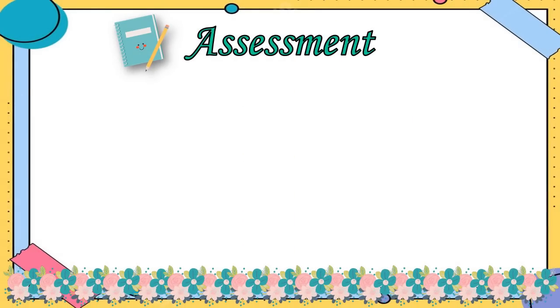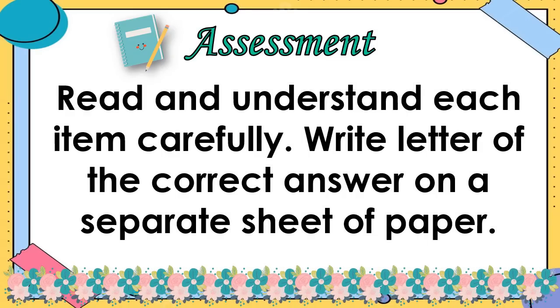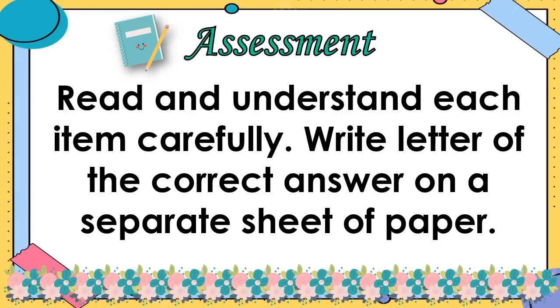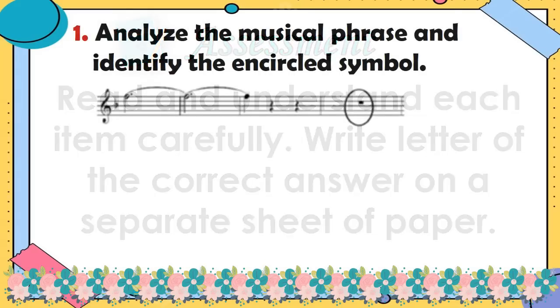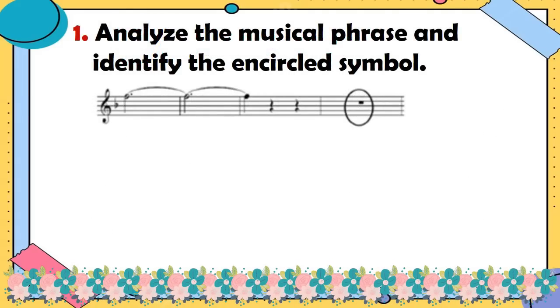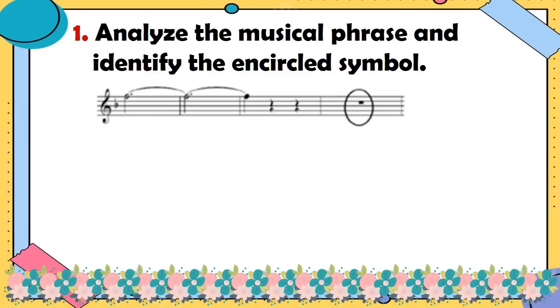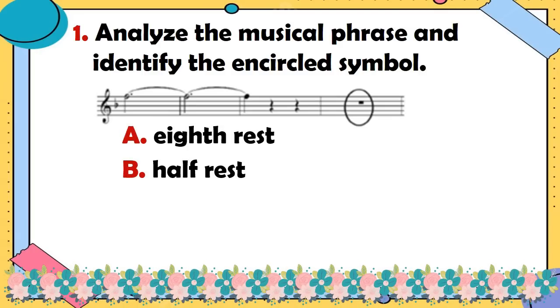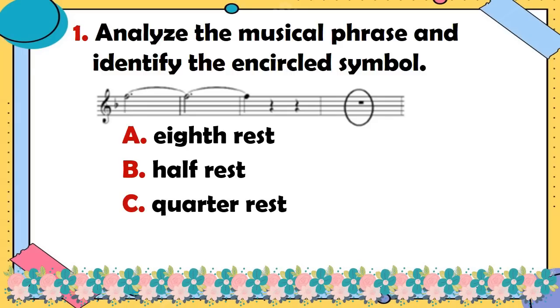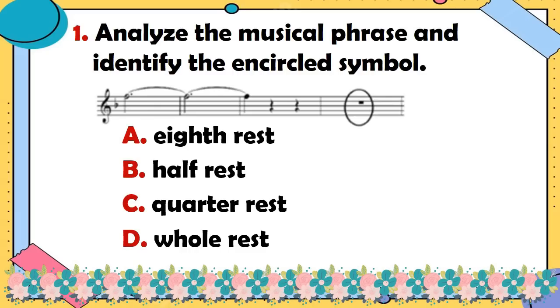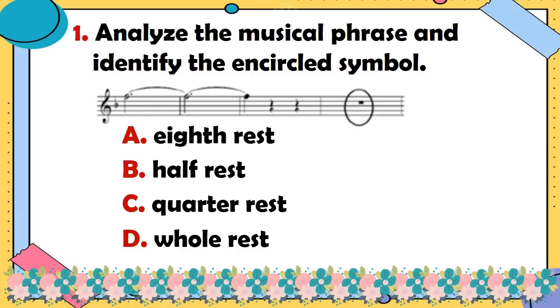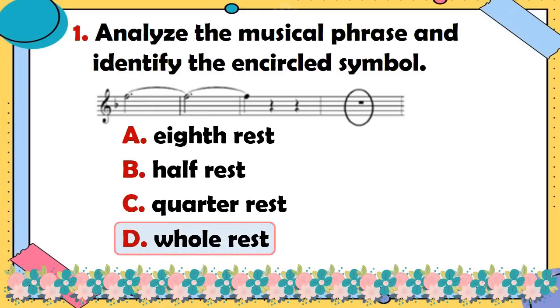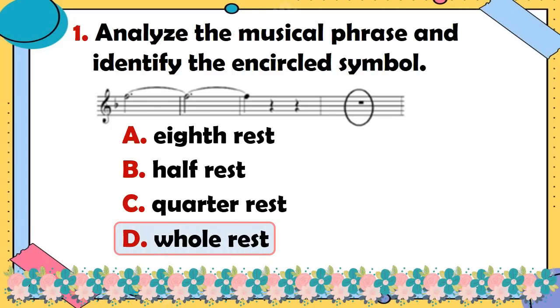For the assessment, read and understand each item carefully. Write the letter of the correct answer on a separate sheet of paper. Number 1. Analyze the musical phrase and identify the encircled symbol. Letter A, eighth rest. B, half rest. C, quarter rest. D, whole rest. What is the correct answer? Very good. The correct answer is letter D, whole rest.